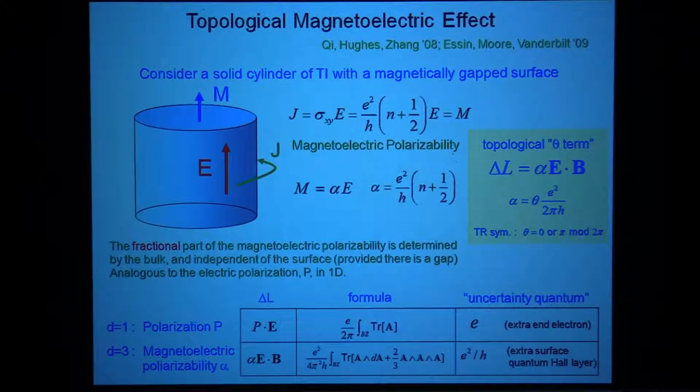Yes. Do you need the trace there? Do I need the trace? Yeah. So I'm viewing this A now as a matrix. If I have Bloch states, then A is Ui d by dk Uj, so it's a matrix. You're talking about degenerate ground states, since it's a matrix? No. I have many bands. Okay.